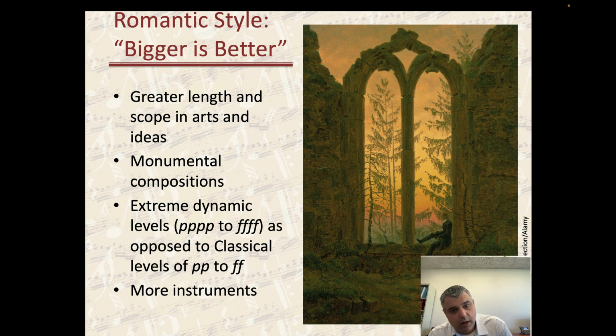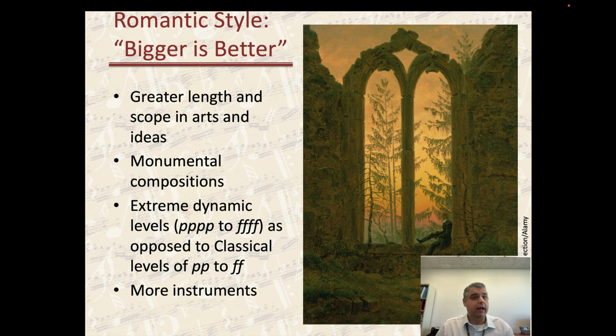We start to see extreme dynamic levels, and I mentioned this before in another lecture. So instead of just having piano or pianissimo or forte, we're going to have pianississimo or fortississimo. Keep in mind, dynamics are somewhat subjective, but we're going to have these extremes in dynamics. And then we're going to have more instruments. The classical orchestra had maybe 45 instruments, but we're going to have a lot more in the Romantic period.